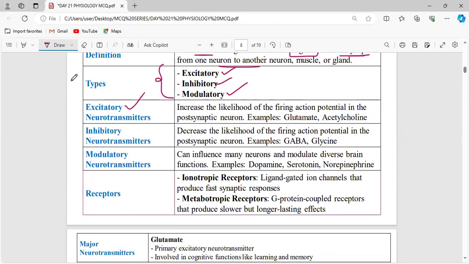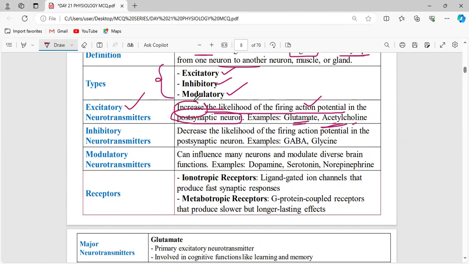So what is an excitatory neurotransmitter? It increases the likelihood of firing an action potential in the postsynaptic neuron. That is what an excitatory neurotransmitter does. Examples are glutamate and acetylcholine. Acetylcholine and glutamate are both neurotransmitters, but particularly of the excitatory type.